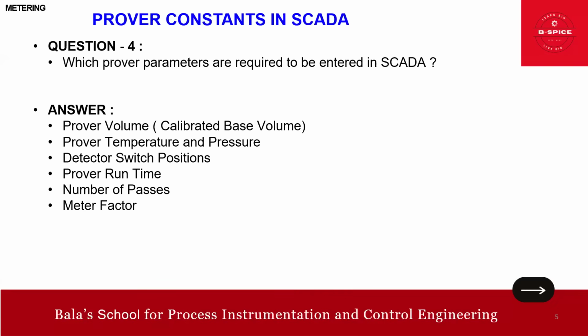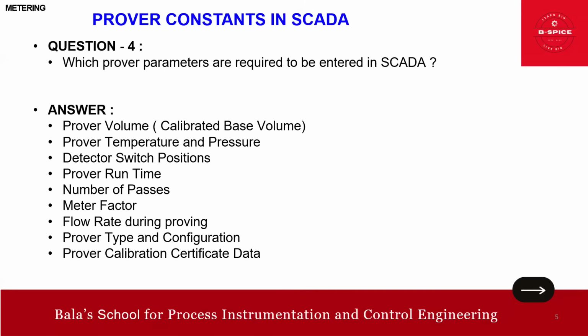Okay. And flow rate during proving. Right. So this is also we need to add. And also the prover type and configuration. So prover type means whether it's a bidirectional or what do you call a small volume prover, all these. Okay. Then prover calibration certificate data. So that is also we need to enter. So these are all your answers, friends. Which prover parameters are required? These are all the parameters.